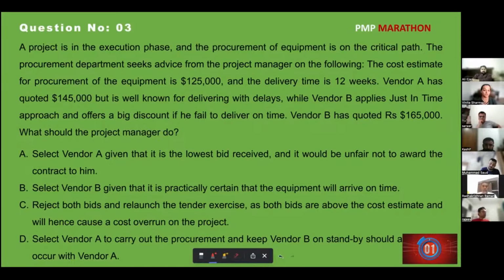Since my project is on a critical path, I would so far go with option B, but let's look at C. Reject both bids. I don't think I have time right now to reject either one of them. I'll have to go with one of them because I'm on a critical path. So I'll definitely reject C. And D is select vendor A to carry out the procurement and keep vendor B on standby. I'm not too sure if I can do that. So I think I would eliminate C and D, and I would go with option B. The only reason is because I am on a critical path and I need to make sure I have my equipment on time. Very well done.